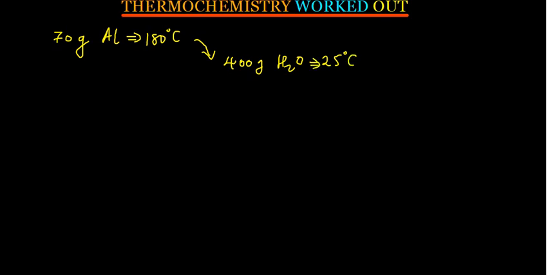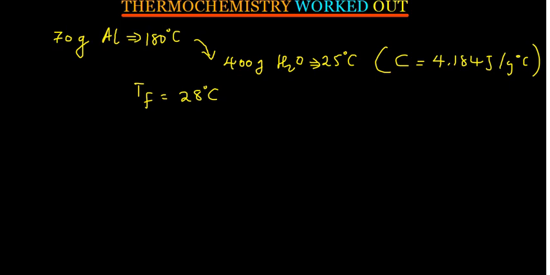When these two come together, you find that the final temperature of these two is, let's say, 28 degrees Celsius. What is going to be the specific heat capacity for aluminium? We already know the specific heat capacity for water. This is 4.184 joule per gram degree Celsius.